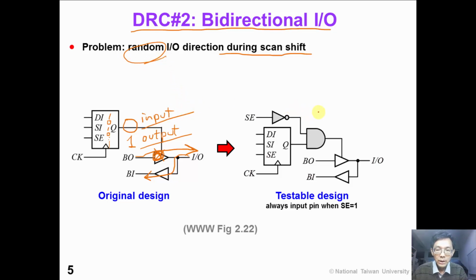We can simply repair this circuit by inserting this simple logic. When scan enable is 1, this output driver is always turned off. So this is always an input pin when scan enable is 1.